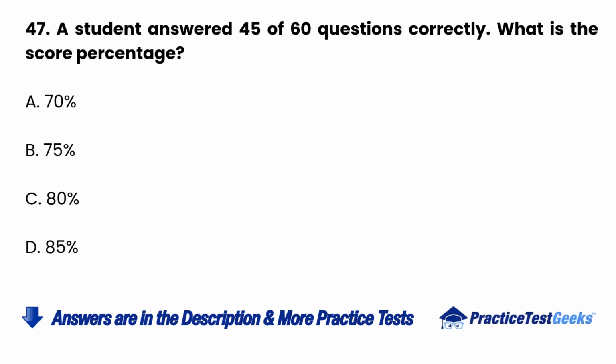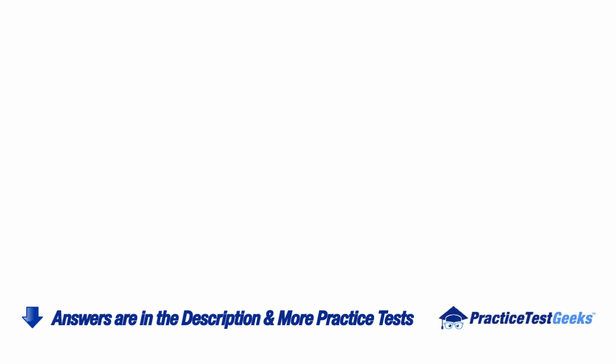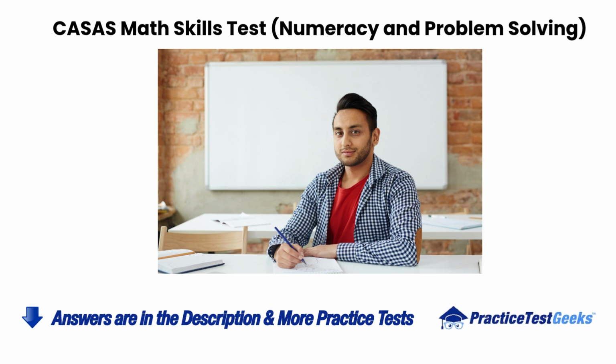47. A student answered 45 of 60 questions correctly. What is the score percentage? A. 70%. B. 75%. C. 80%. D. 85%. CASAS Math Skills Test Numeracy and Problem Solving.